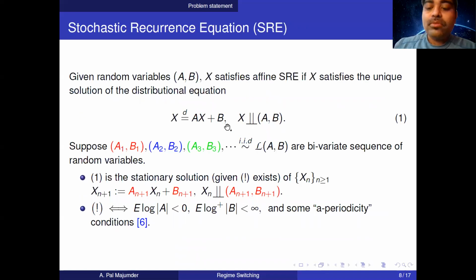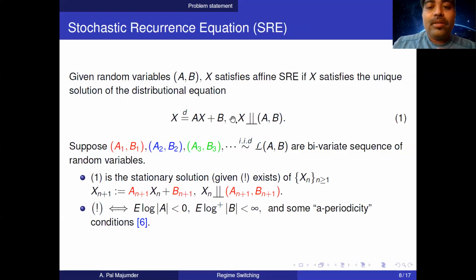In order to explain the results, we use this idea of the stochastic recurrence equation, which is basically a distributional recurrence of this type. Given A and B, X is said to have this SRE if we have this distributional equation like this, and this is basically the stationary solution of a random coefficient autoregressive process like this, where A_i and B_i are just IID from the joint distribution of A and B.